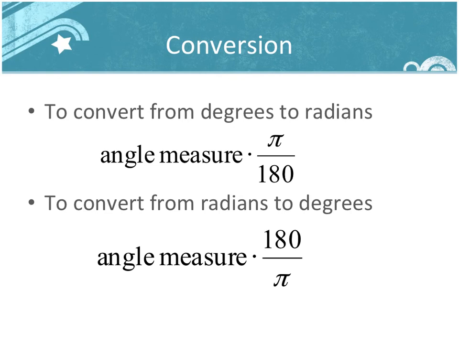So the conversion from an angle in degrees to radians, you would take the angle measure and multiply it times pi over 180. To convert from radians to degrees, you would take the angle measure and multiply it times 180 over pi.